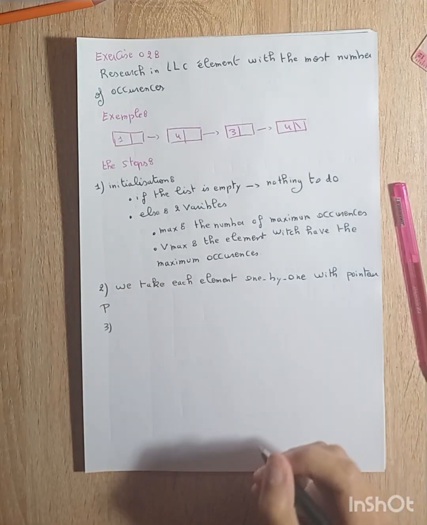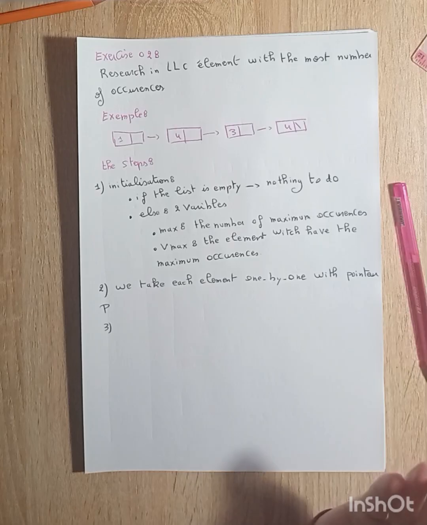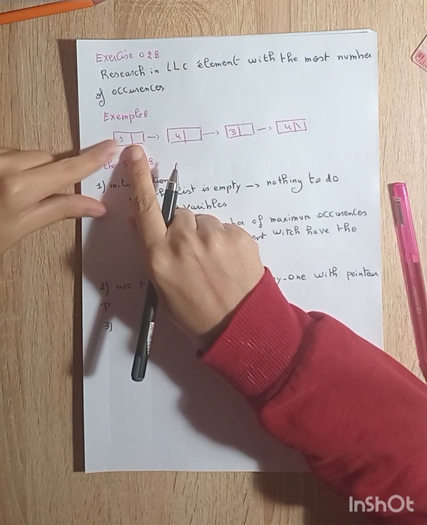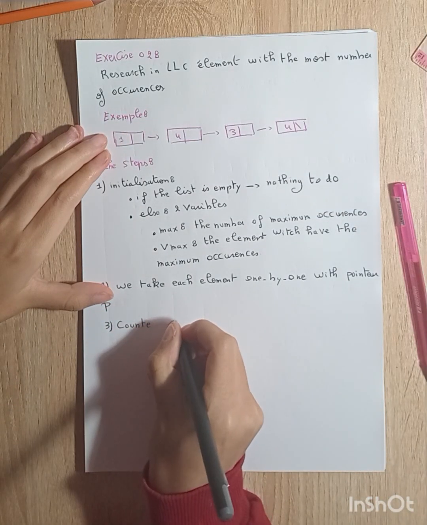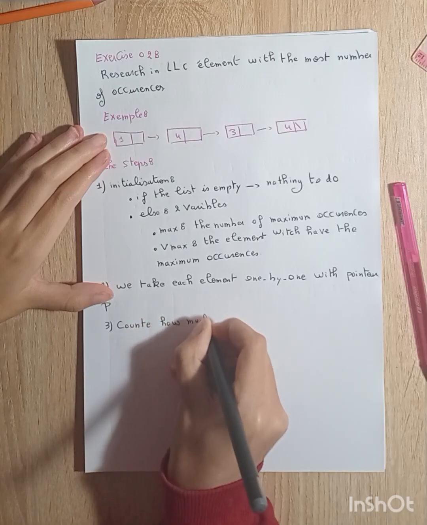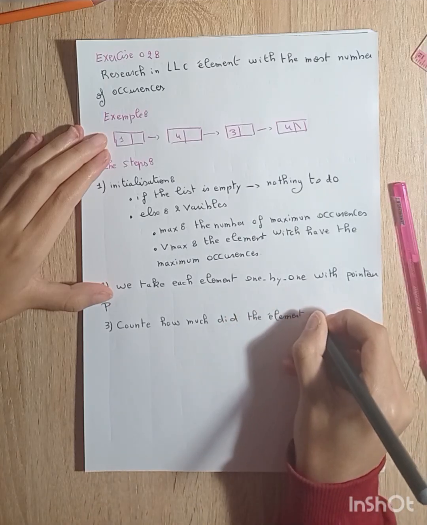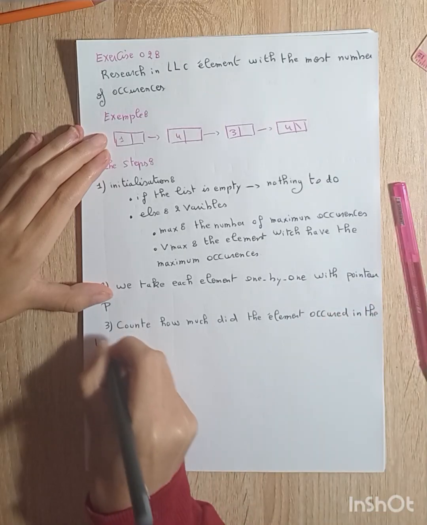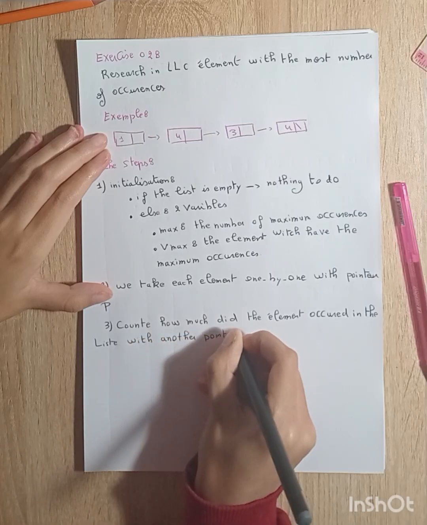Third one, we need to count how many times this element occurred in the list with another pointer, Q. We need one that preserves the value, while another pointer runs the list. We name it Q.